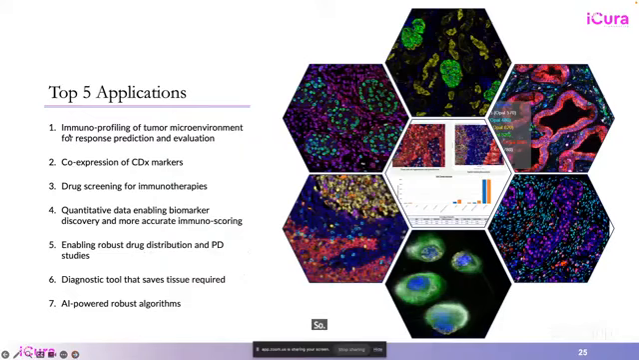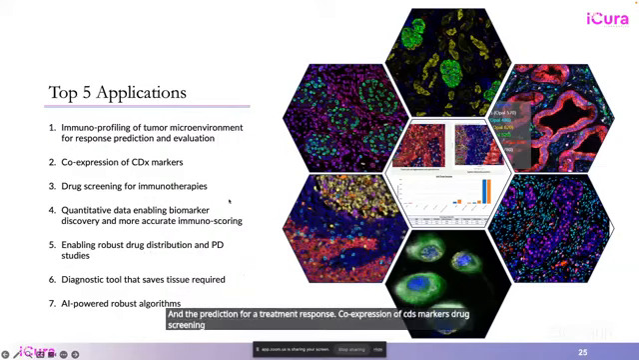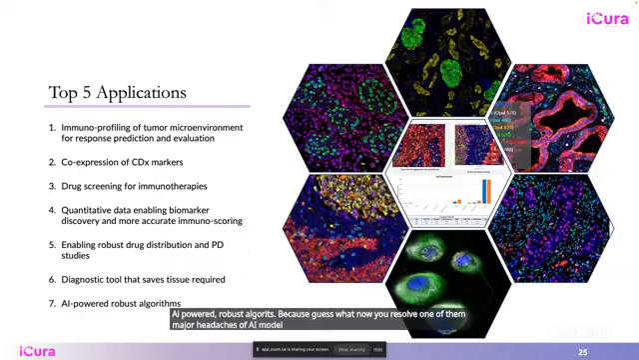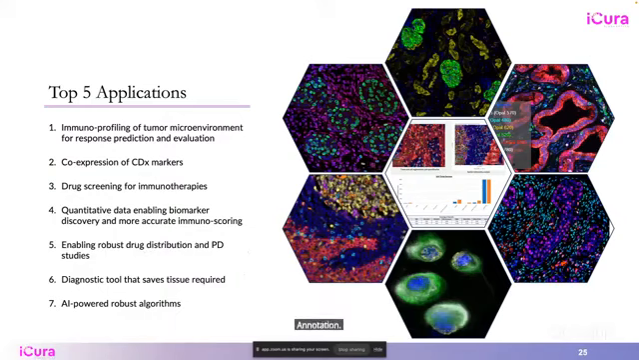So the top 5 applications include immunoprofiling of tumor microenvironments and the prediction of treatment response, co-expression of CDX markers, drug screening for immunotherapies, and all that. And then the last one I talked about, AI-powered robust algorithms. Because guess what? Now you resolve one of the major headaches of AI model training, which is annotation, mostly done by human manual annotation of images. Now with these marker expressions, you can do AI annotations.